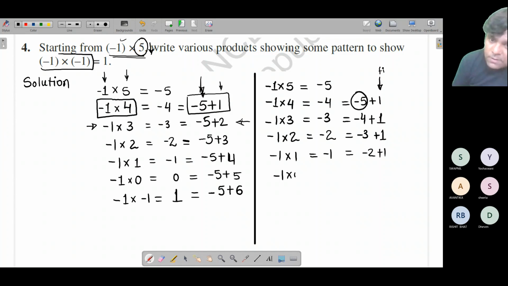Again, -1 into 0 is equal to -1, or you can write -1 plus 1. What's my mistake in this step? Can you tell me the mistake? What did I do wrong here? Can you tell me what I wrote wrong here?